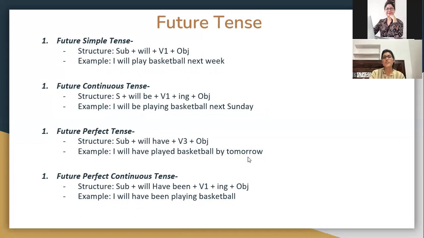Now I explain future tense. What is future tense? Future tense is whatever we do in the future. The first part of future tense is future simple tense. We use future simple tense for whatever we do in the future, and its structure is subject plus will plus first form of main verb plus object.